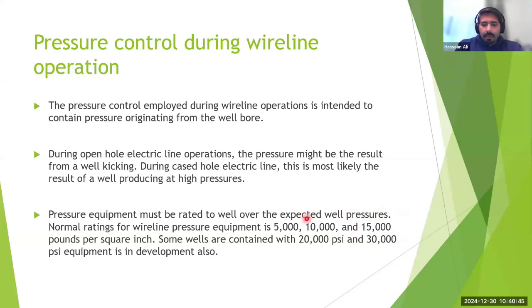Now, these are the three common pressure ratings that are present in the wireline equipment. But as we are going deeper, we are going into high pressure reservoirs. Wells can contain 20,000 psi, 30,000 psi. So for that, the equipment is being developed as well.